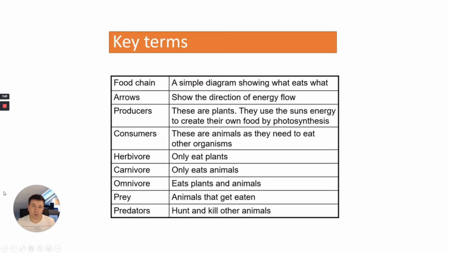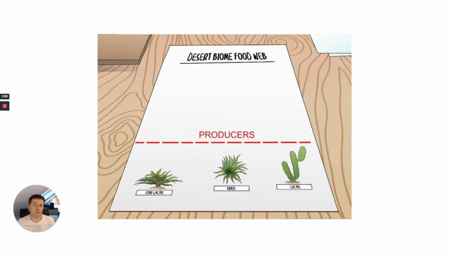In this section of work, they really expect you to know some key terms. So here they are. What you could do is pause them and write them down, or you could just watch them on YouTube here and try and remember which one is which. Food chains are quite simplistic. They don't represent what is going on in nature.